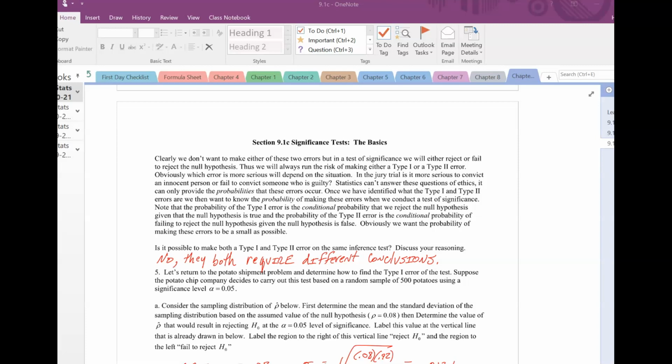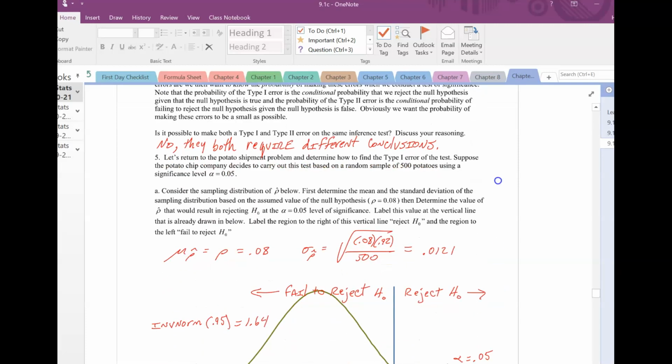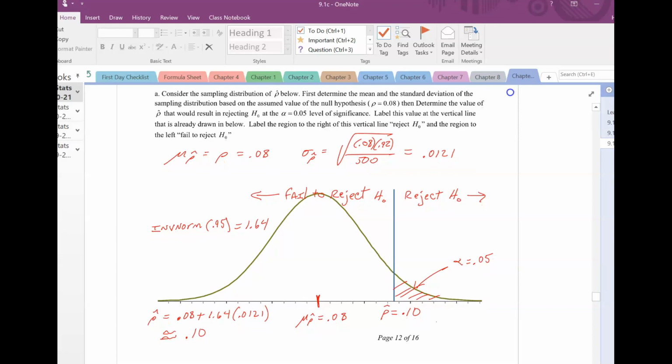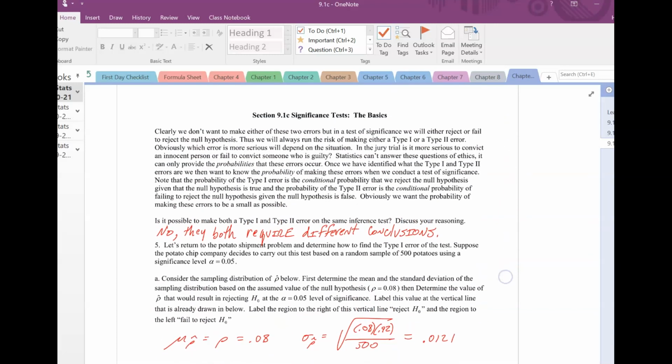So what we're going to take a look at here is the probabilities. And in the paragraph at the top, it says, note that the probability of a type 1 error is the conditional probability that we reject the null hypothesis given that the null hypothesis is true. And I point this out because we're going to be examining a sampling distribution in which the null hypothesis is true to talk about that. And then in the next sentence, the probability of the type 2 error is the conditional probability of failing to reject the null hypothesis given the null hypothesis is false. So given that the null hypothesis is false, we're going to be examining a different sampling distribution.